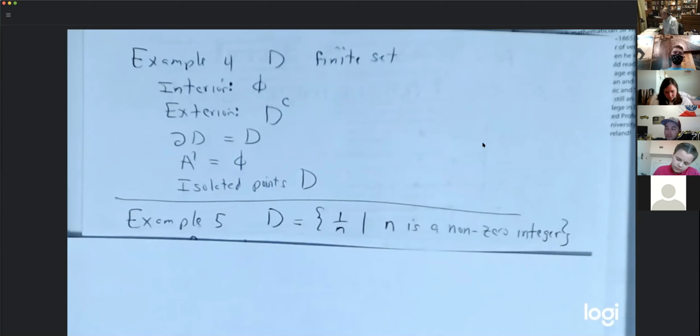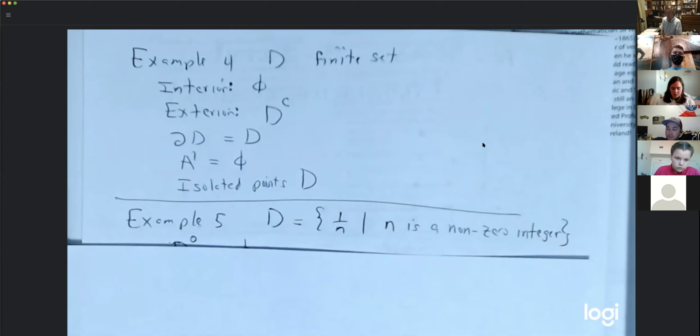Example 5 is the numbers 1 over n, where n is a non-zero integer. So 1/2, -1/12, plus 1/100th. These are all the numbers in the set. Okay. Now, this is not a finite set. This is called an infinite set. And one of these days we'll be talking about the difference between finite and infinite, but not yet. Anyway, you know what these numbers are: 1, 1/2, 1/3, 1/4, 1/5, and so on, and -1/5, a bunch of numbers. How does this differ?